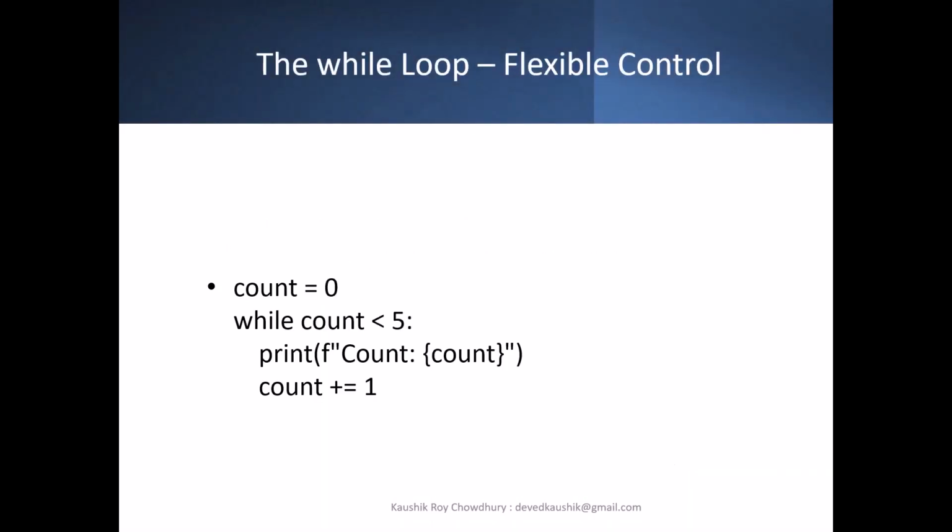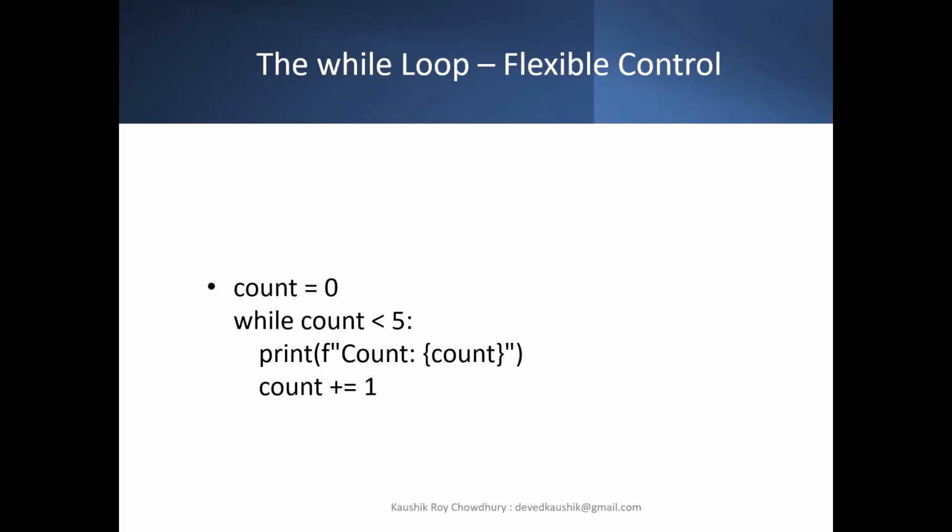The while loop, which gives you flexible control. So count is 0, and while count is less than 5, print count colon, the value of count within a pair of curly braces, and then this is the loop end condition. The update over here is count plus 1. Count is incremented by 1. It starts from 0, increments every time by 1, and while it is less than 5, it will print on the terminal.